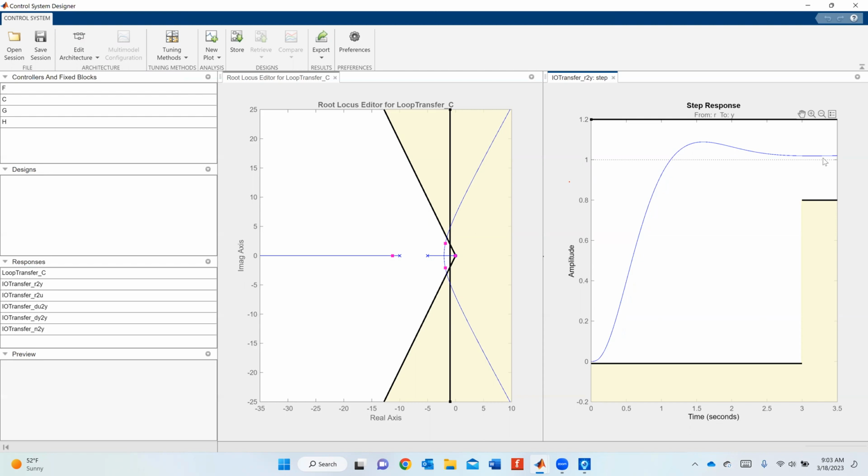Let's go. That shows you that, hey, I met my requirements. My S1 and S1 conjugate are on the root locus, and so I did this. So there you go, that's how you design a phase lag.